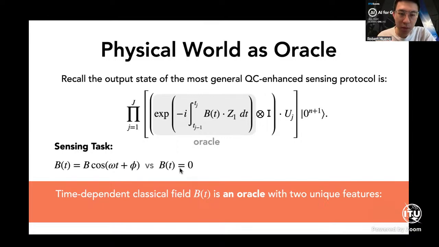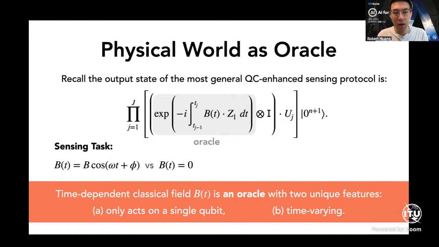So in a way, one can think of this classical field as an oracle. But it's a strange looking oracle because it has two unique features that are very different from how people in oracle complexity theory think about the problem. The first is that this is a single qubit object, because it's just acting on the single qubit spin sensor.